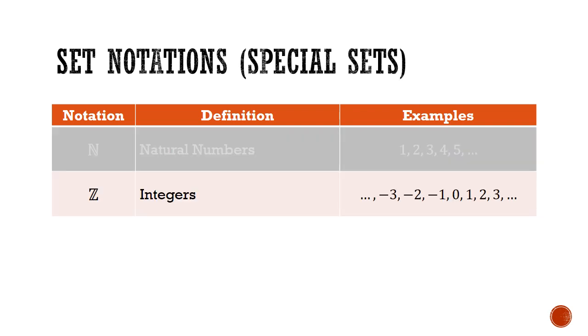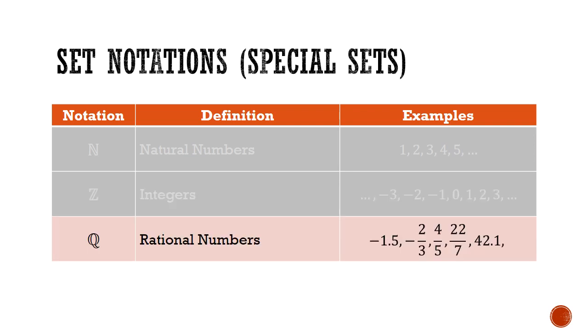This symbol Z represents integers. Integers are all your natural numbers plus a little bit more. It includes 0 and all the negative counterparts of your natural numbers. The symbol Q represents the set of rational numbers. This adds to the set of integers by including any number that can be represented as a fraction of two integers p over q, whereby p and q are coprime and q cannot be 0.